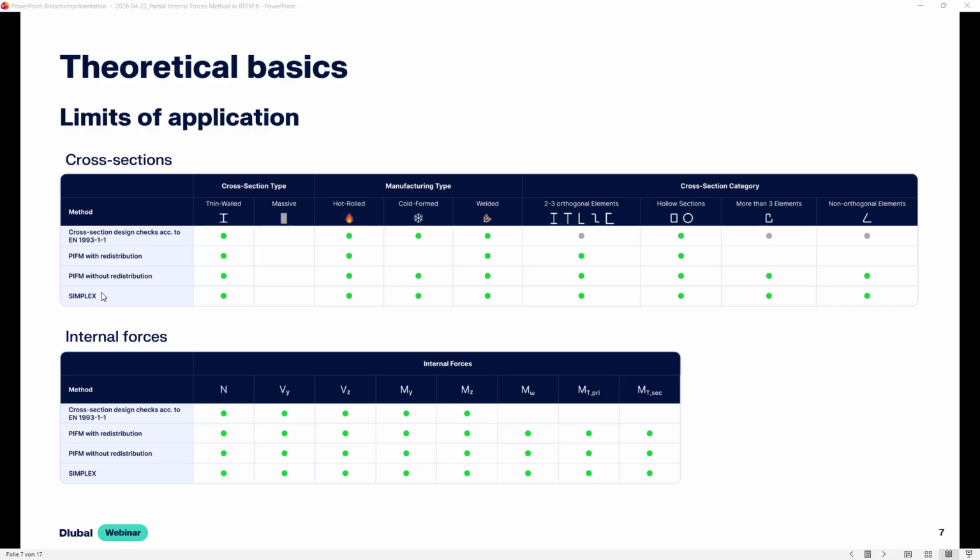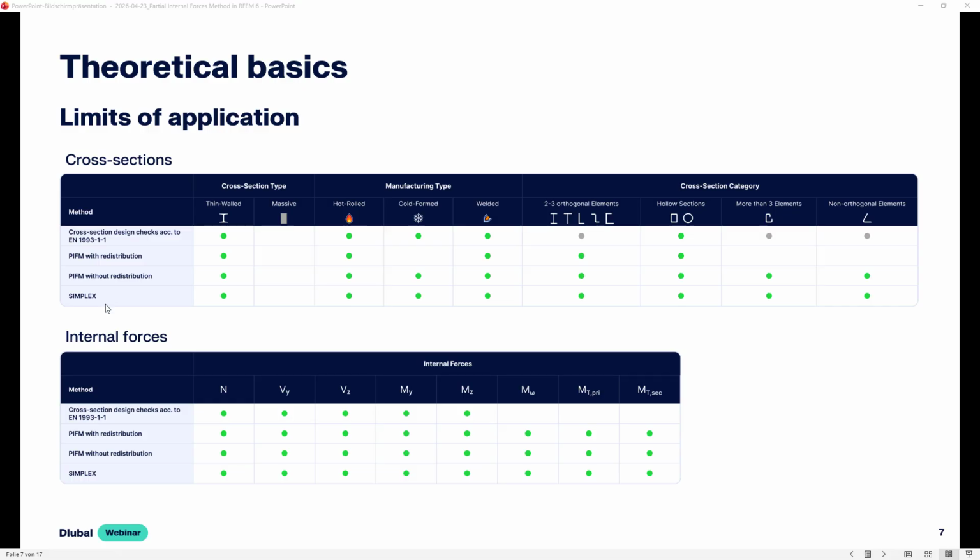Simplex method. Simplex basically does not have anything to do with PIFM. This is just a numerical optimization algorithm that can be used for different problems in technical aspects. And here we also use it together with the PIFM. And the simplex method works like this.